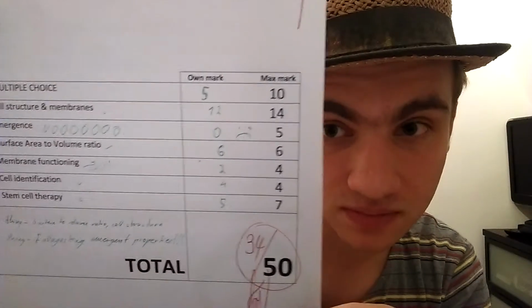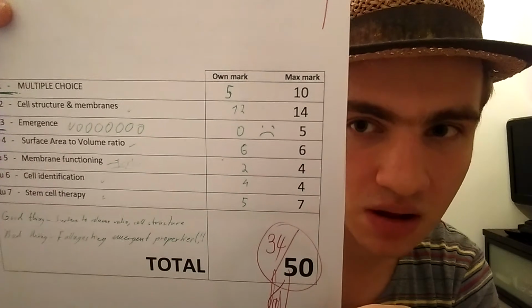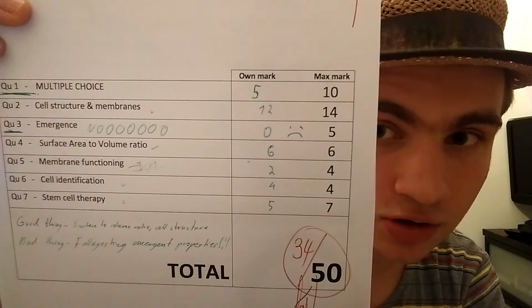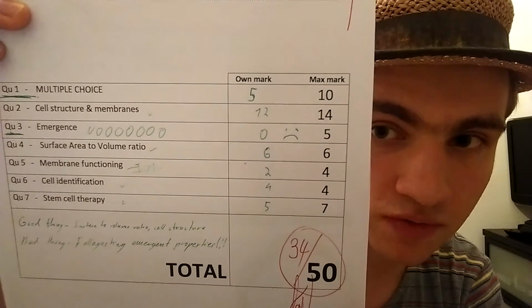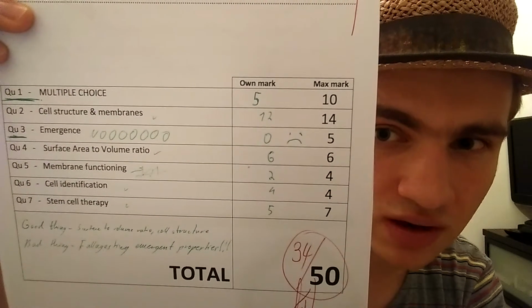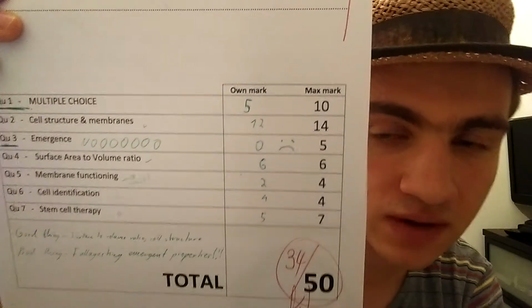Now, on to the marks. That test was out of 50, and those are my marks. For the multiple choice, I got 5 out of 10. For question 2, I got 12 out of 14. I got 0 out of 5 for question 3. Maximum for question 4. I think it's 2 out of 4 for question 5, and 5 out of 7 for question 7.